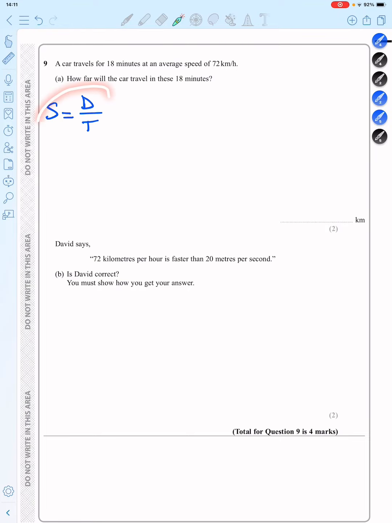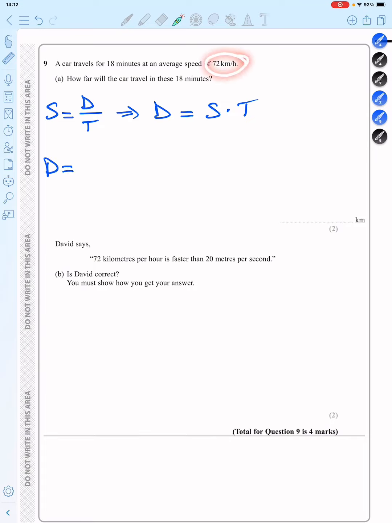Now, from this equality, if we want to know the distance, because they want to know how far the car will travel in these 18 minutes, we multiply both sides by t, and the t's are going to cancel out. We're going to get that distance is equal to speed times time, right? So this is distance.